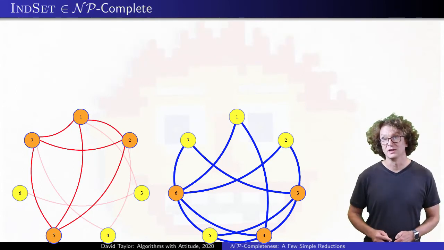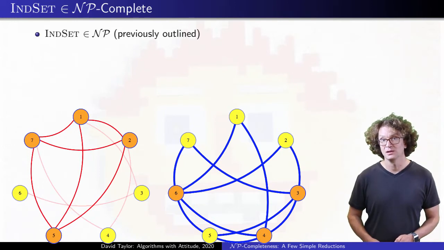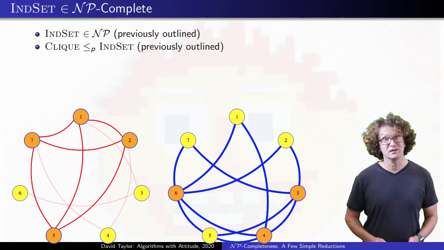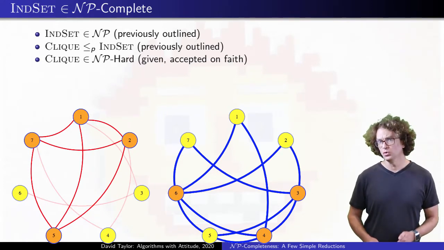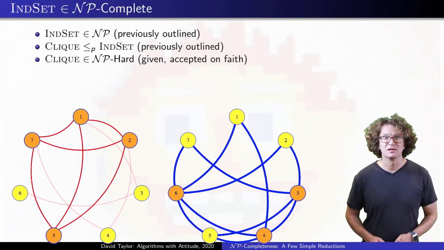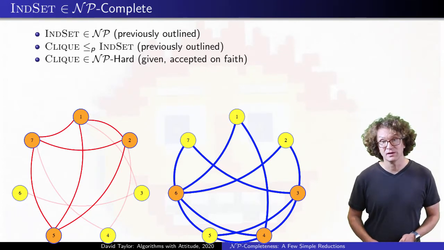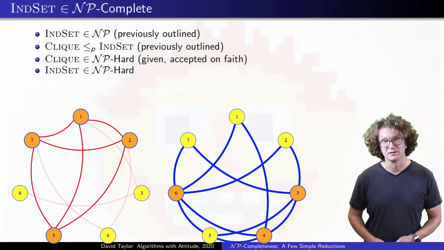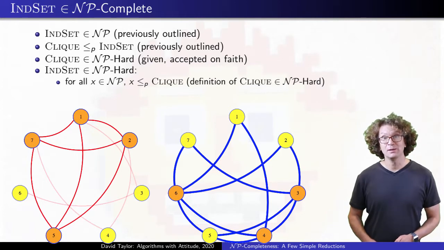We already know that independent set is in NP and that Clique reduces to independent set. And we're taking it as a given that Clique is NP hard. Intuitively, if independent set is at least as hard as Clique and Clique is NP hard, so is independent set. More formally, we know that for any problem in NP, it reduces to Clique.